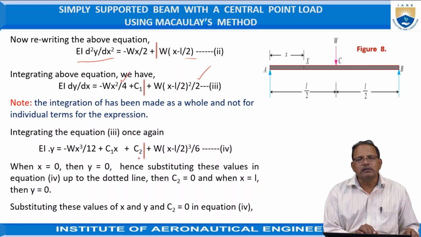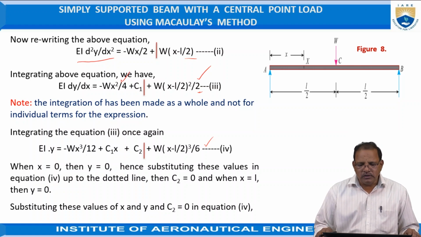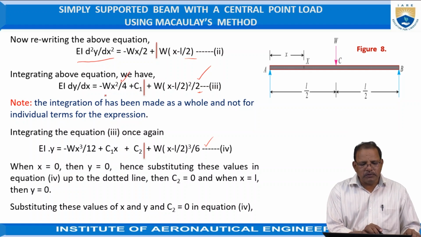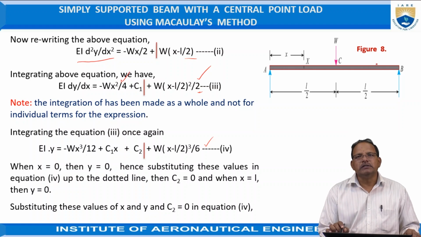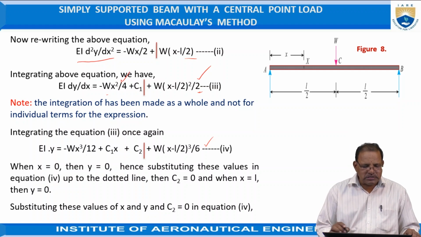One more integration gives the second constant C2, plus W(x - L/2)³ divided by 3, and since 2 is already there, it becomes 6. In these equations, the third equation represents the slope of the beam when it is subjected to a point load at its center. If the considered point is within A and C, it is applicable up to the dotted line, up to C1. When the point considered is beyond point C, that is, between B and C, we have to consider the entire equation, that is, the whole length of the beam. Similarly, the fourth equation represents the deflection of the beam, up to C2.